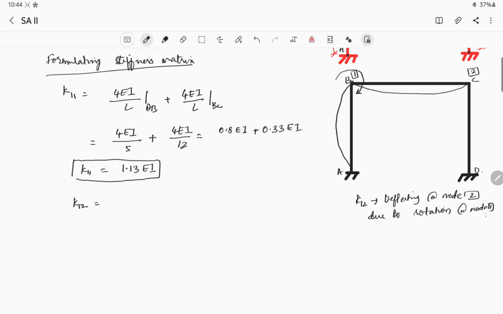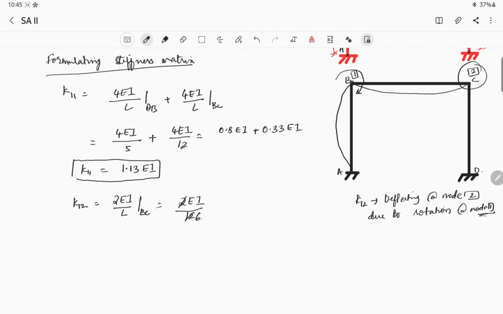So what is happening? I am rotating at node 1. So what is happening at node 2? Here only one portion is getting rotated, and that too it is the far end. So what happens there? Only 2EI by L for span BC. 2EI is constant, and what is the span of BC? 12 meters.